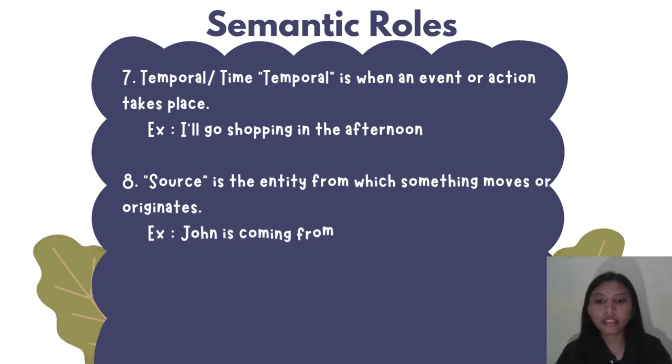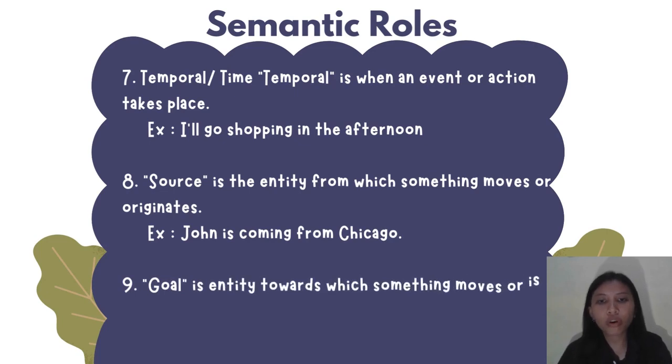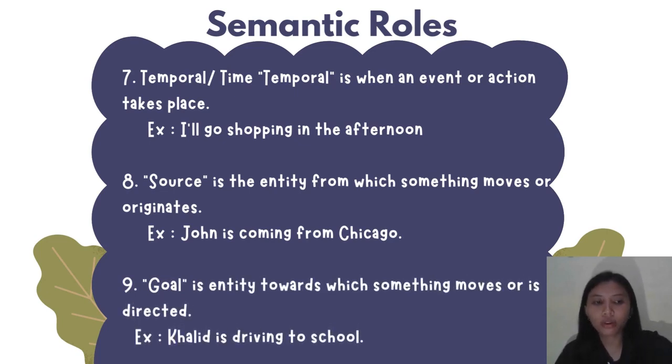And then number 8, source. Source is the entity from which something moves or originates. For example, in here, John is coming from Chicago. So Chicago is the source in the sentence. And then the last one, goal. Goal is the entity towards which something moves or is directed. For example, Khalid is driving to school. So to school is the goal in this sentence.